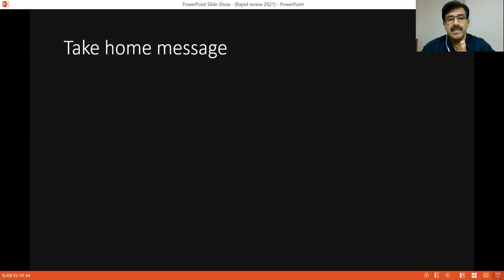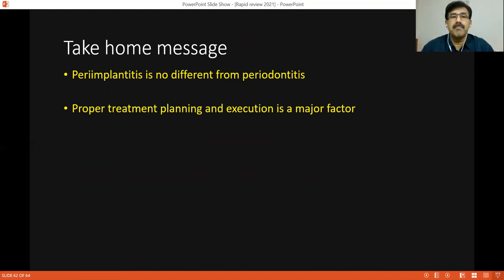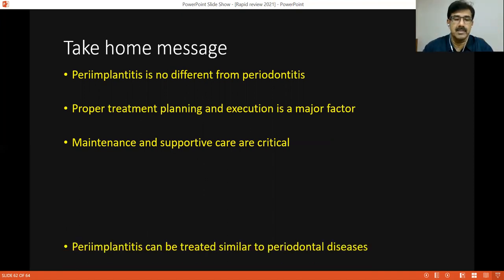So that is the take-home message that I have for you. Peri-implantitis is not different from periodontitis. It shares the same microbiology, same etiopathogenesis. It is almost similar. Proper treatment planning and execution is a major factor. You have to plan the end in the beginning, and then start from there so that you don't make mistakes. You can give a beautiful restoration, which is aesthetically pleasing, functional, and the patient can maintain well. Maintenance and supportive care is the most critical thing. Akin to periodontitis, after you manage the periodontitis or gingivitis lesion, you put them on supportive therapy. It's similar to that; you have to give a maintenance protocol for all your implant patients.